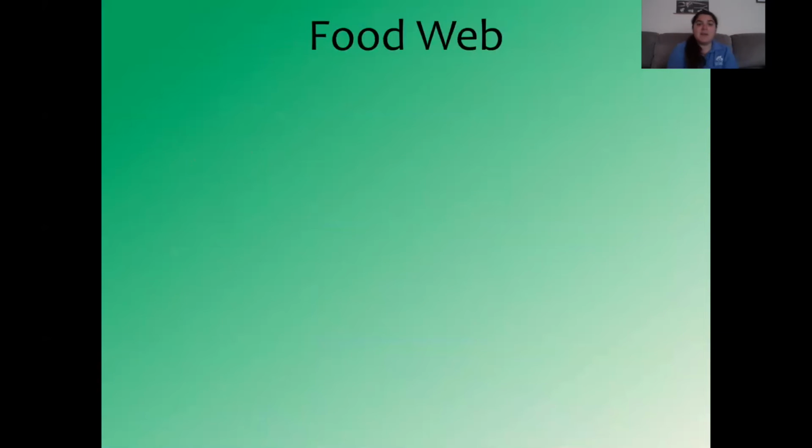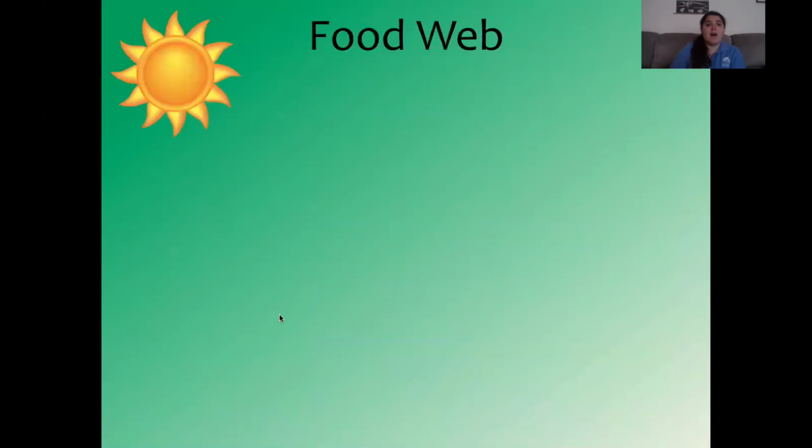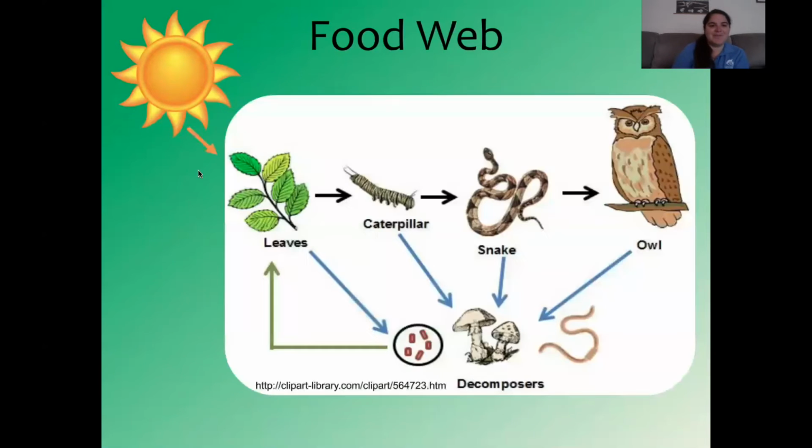Now, when we talk about ecosystems, it's important to talk about food webs and food chains to learn about how each of those living things are connected to each other. And those food webs and food chains show how living things are connected through their energy flow. So all energy starts from the sun. Remember, our producers are using the sun to create their own energy.